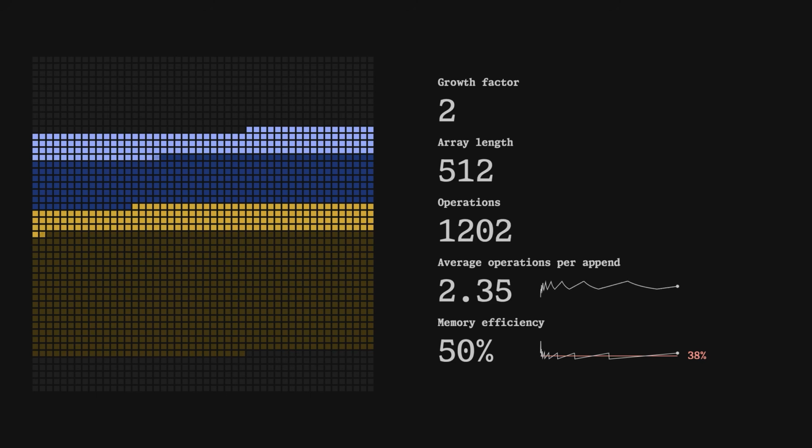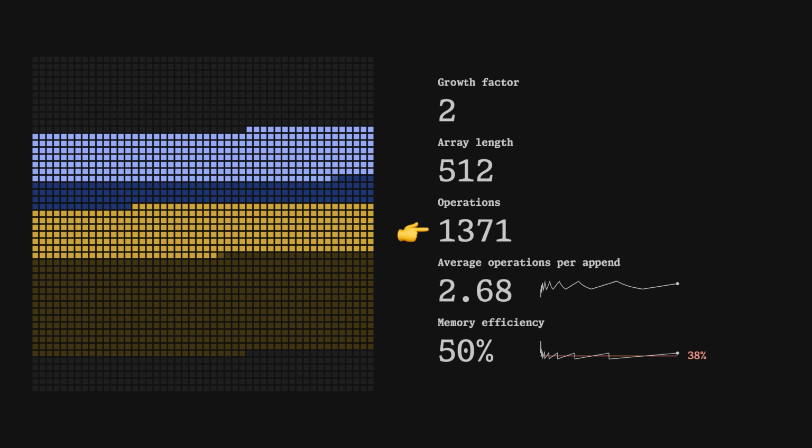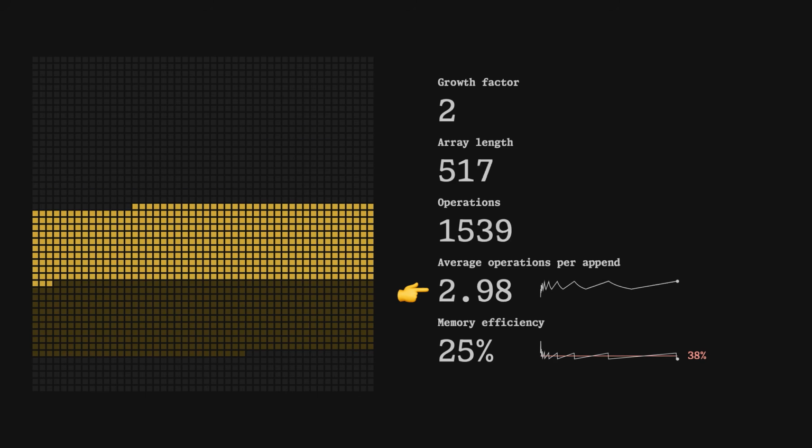We've also got a display on the right which shows us a few things. The array length, which is always going to go up except when we're resizing the array. The number of storage operations we've done, which is going to stand in for our sort of time complexity. And we've got 2 statistics as well. The first is the average number of operations per element appended to the array. So you can see this one is bouncing between about 2 and 3, and lower is generally better for us.